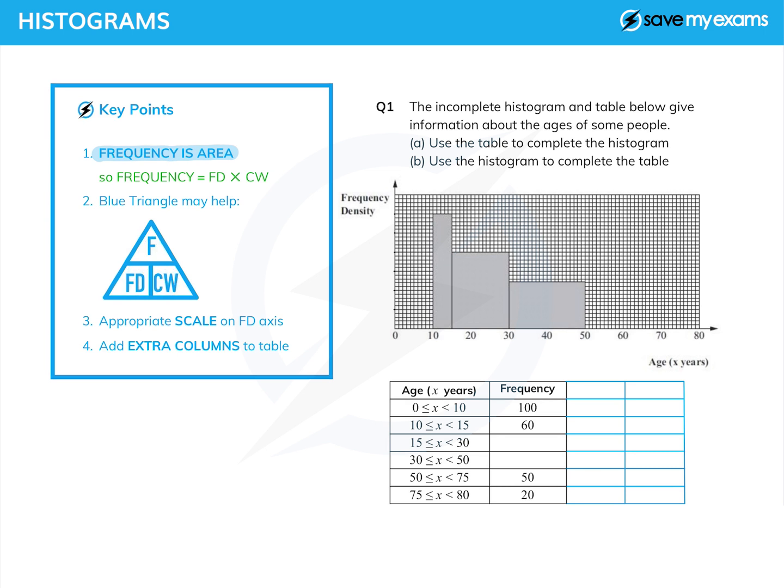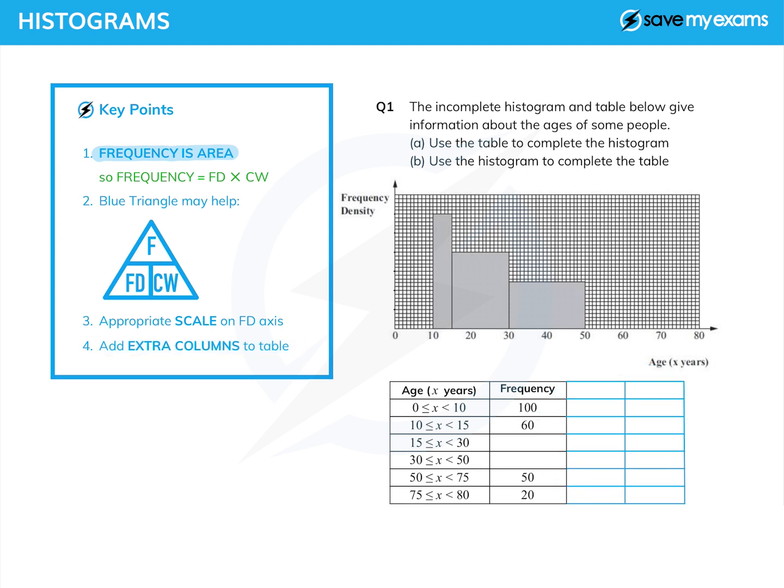One thing we might have to do, and usually have to do, is actually put a scale on the frequency density axis, which we need to work out from something we're given. And if I were you, I would always add extra columns to the table. The original table usually looks like this. It's a frequency table. And then I've added these blue columns here for the class width and the frequency density.